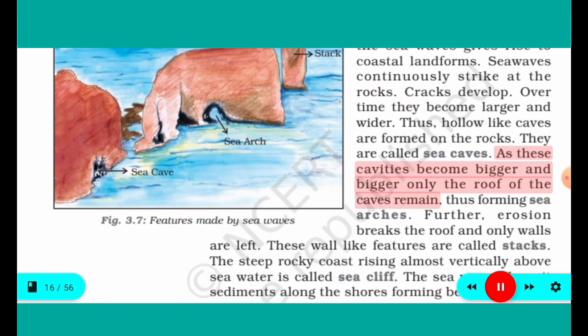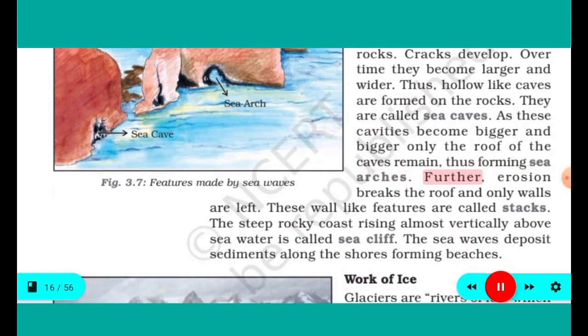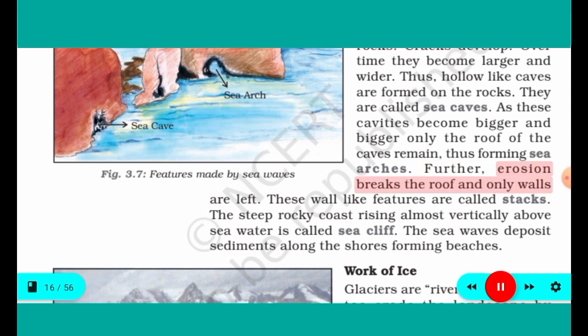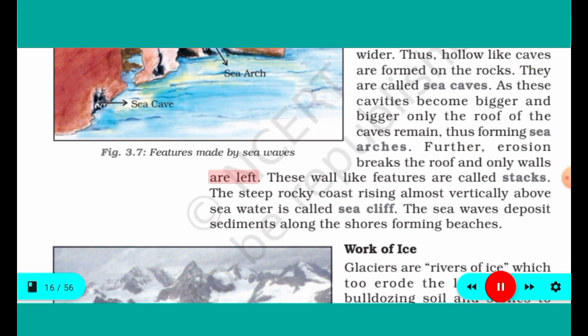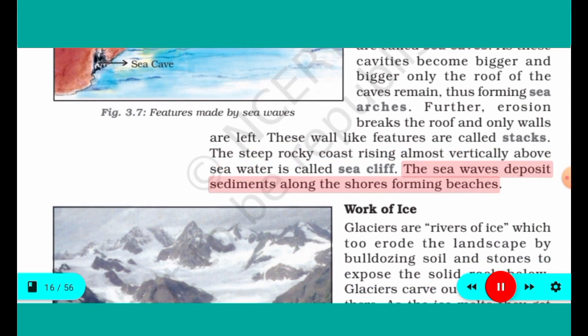As these cavities become bigger and bigger, only the roof of the caves remain, thus forming sea arches. Further, erosion breaks the roof and only walls are left. These wall-like features are called stacks. The steep rocky coast rising almost vertically above seawater is called sea cliff. The sea waves deposit sediments along the shores, forming beaches.